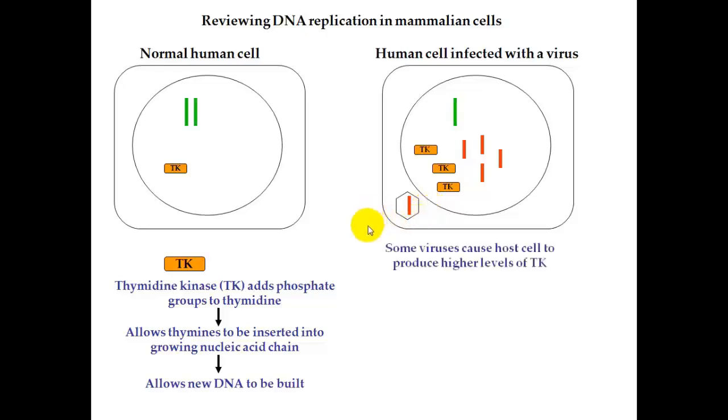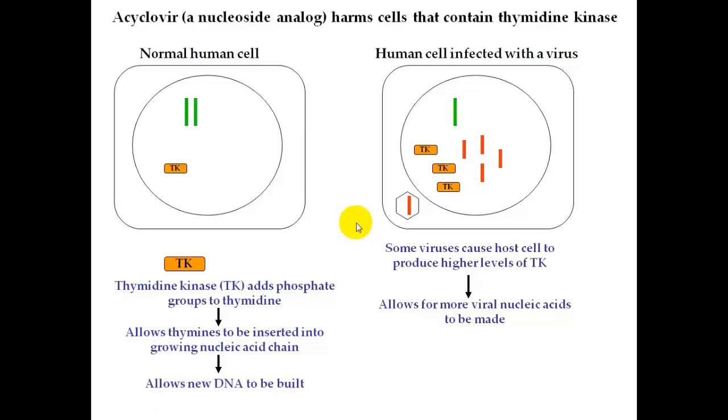Right, so the point here is this: there are some viruses that cause their host cell, after they infect that host cell, to produce a higher level of thymidine kinase as compared to a normal cell. And the reason why a virus might be interested in doing this is because it allows for more of those viral nucleic acids to be made. Again, because thymidine kinase is needed to replicate nucleic acids. Right? And so this is the reason why this nucleoside analog that we're going to take a look at has selective toxicity. So here we go.